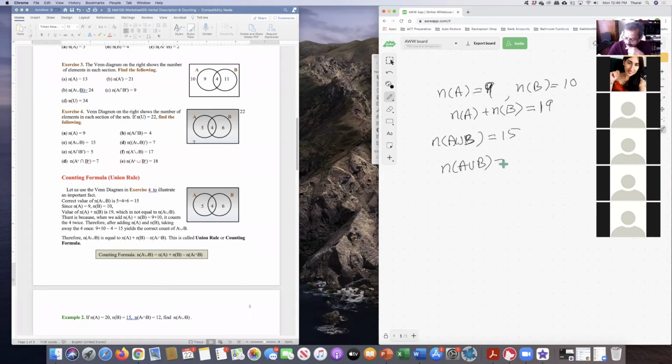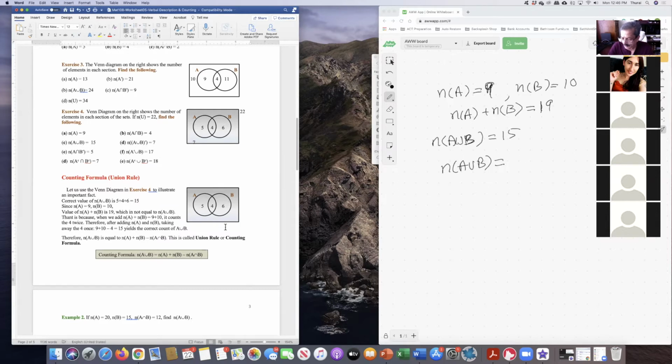So why am I getting 19 when I add count of A and count of B? Because the count of A includes the 4, the one in the middle, and count of B also includes the 4. So when I add count of A and count of B, the 4 is getting added twice. And that's why we got 19. So count of A union B is 15.